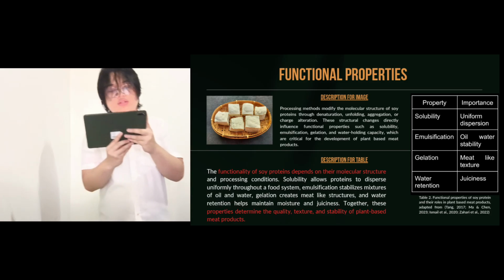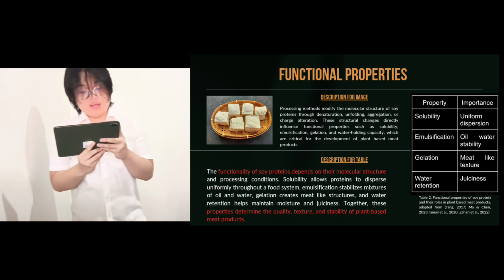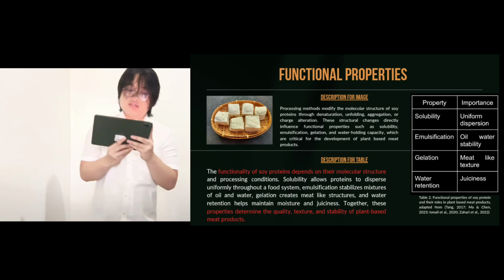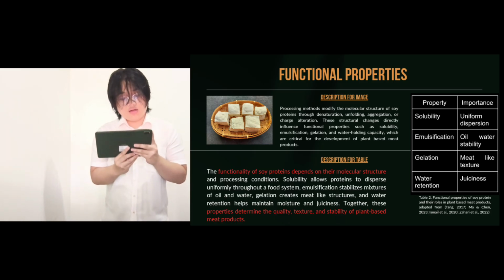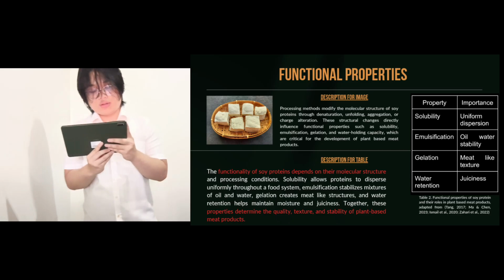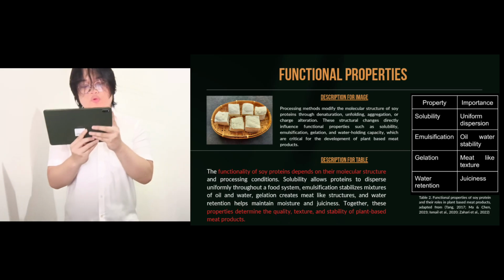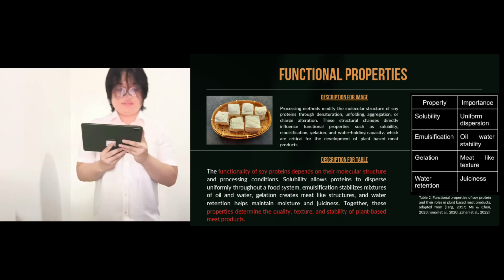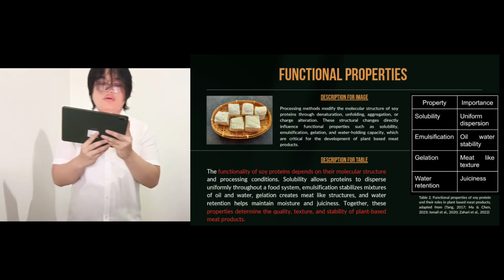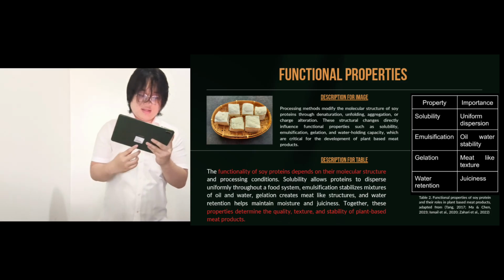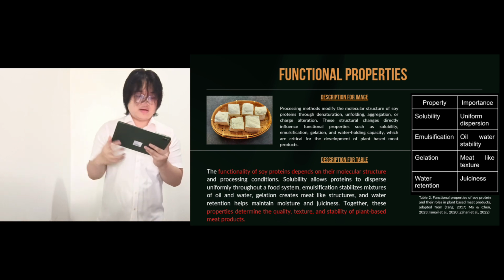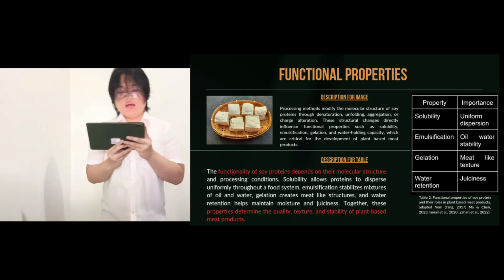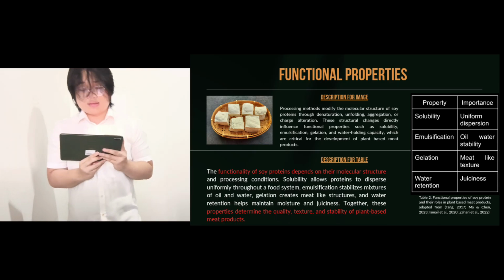Before discussing each processing method, it is important to understand the key functional properties of soy protein. Solubility refers to the ability of protein to disperse in a food system. Emulsification allows protein to stabilize oil and water mixtures. Gelation enables protein to form network structures that contribute to meat-like texture, or maybe the juiciness of the meat, for example. Water retention helps products remain juicy and prevent moisture loss during cooking, similar to gelation. Together, these properties determine the texture, stability, and overall quality of plant-based meat products.